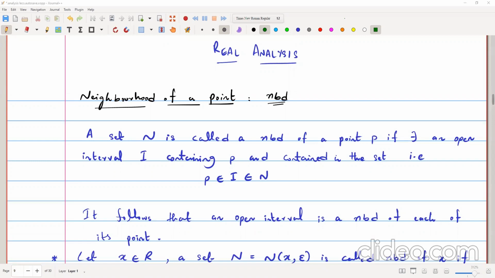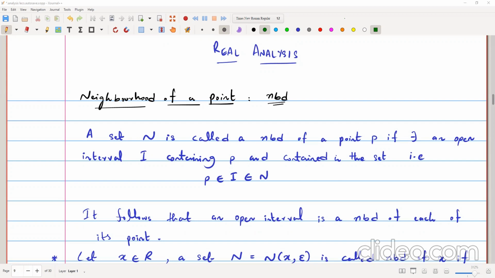And in this class, we are going to start the discussion on sets, open sets, closed sets, neighborhood of points, interior points, limit points, and other important topics. So let's start with the neighborhood of a point.